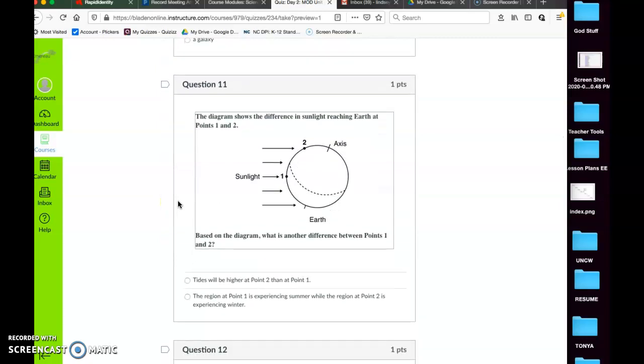Question number 11. The diagram shows the difference in sunlight reaching Earth at point 1 and 2. Based on the diagram, what is another difference between point 1 and 2? Here's point 1, here's point 2. Sunlight is coming from this direction. Is it that tides will be higher at point 2 than at point 1, or that the region at point 1 is experiencing summer while the region at point 2 is experiencing winter?